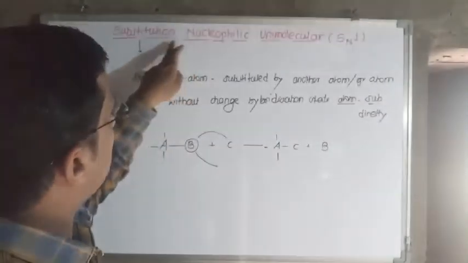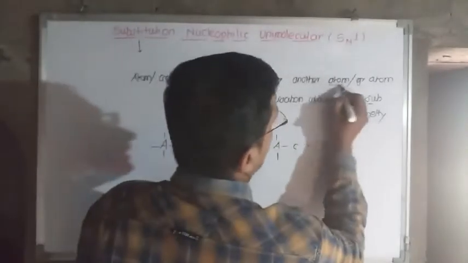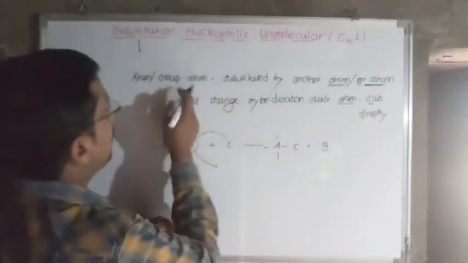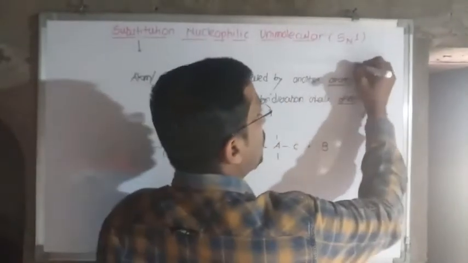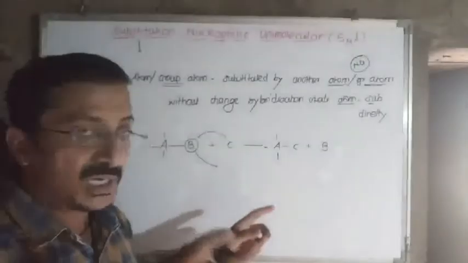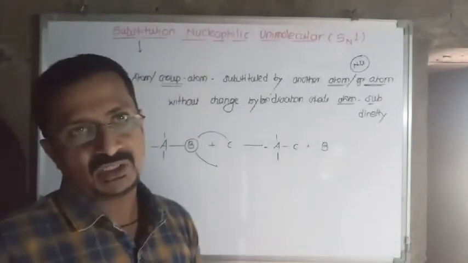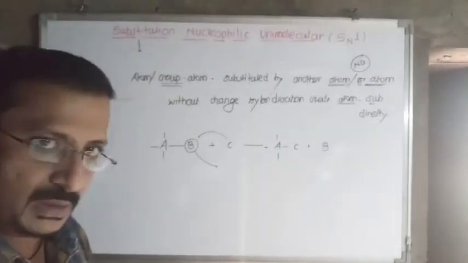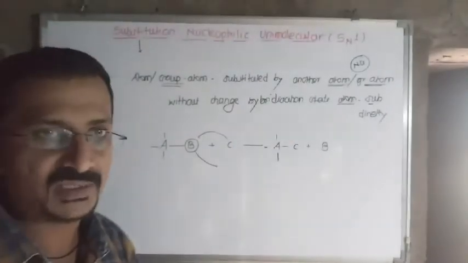Now one more point. Nucleophilic substitution reaction means what? The other atom or group of atoms which substitutes the initial atom or group of atoms is the nucleophile. Remember well, the atom which substitutes the other atom or group of atoms is the nucleophile, so it is called nucleophilic substitution reaction. And we have to discuss two types of nucleophilic substitution reaction, the unimolecular and bimolecular. When it is unimolecular, it is SN1, and when it is bimolecular, it is SN2 reaction.